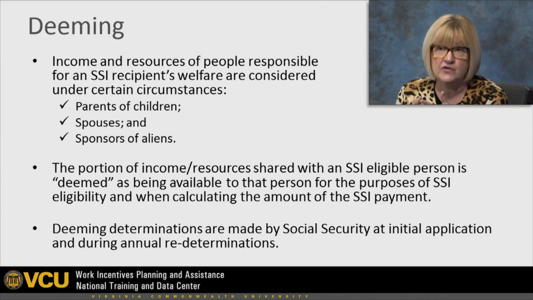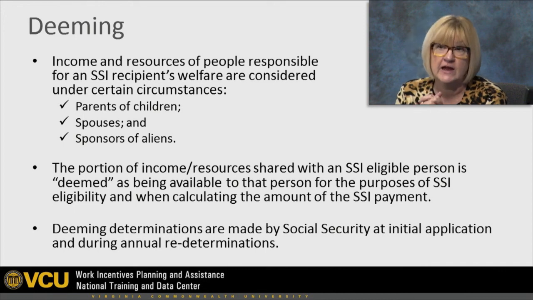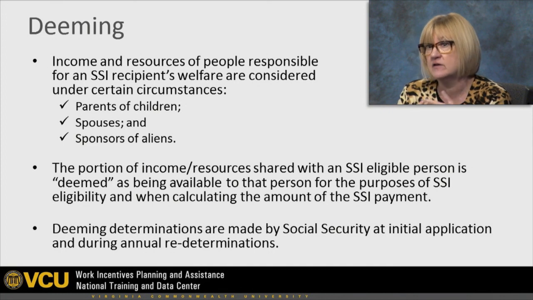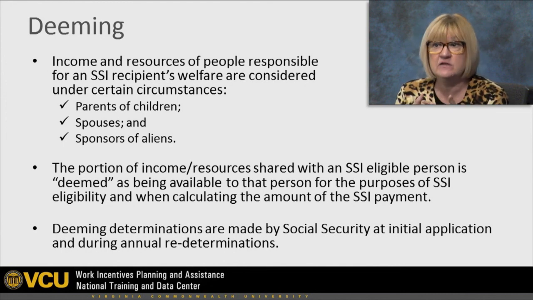And the three situations for deeming are listed here on this slide. Parents of children, and remember, children in the SSI program means someone under the age of 18. As soon as you turn 18, you're no longer considered a child in the land of SSI. Spouses, right? Individuals who are married either to SSI recipients as an eligible couple, and deeming applies to an SSI recipient married to an ineligible spouse. All right, so that's a distinction there. And then sponsors of aliens, folks that are in this country being sponsored from somewhere else.